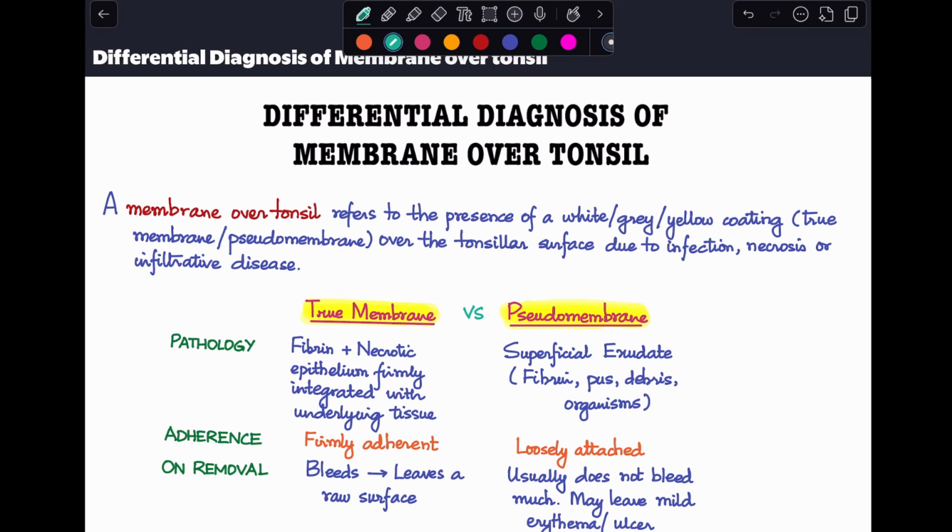So today I'll be discussing each one of these causes, and I'll also help you by giving you a mnemonic to remember the 10 different causes. And we'll also discuss what is a true membrane and what is a pseudo membrane.